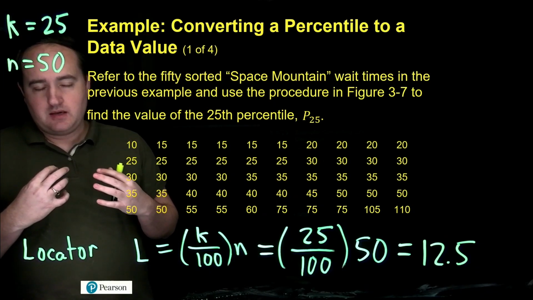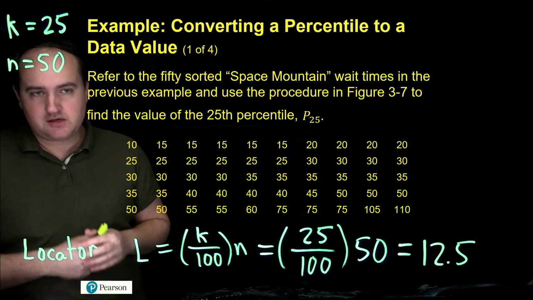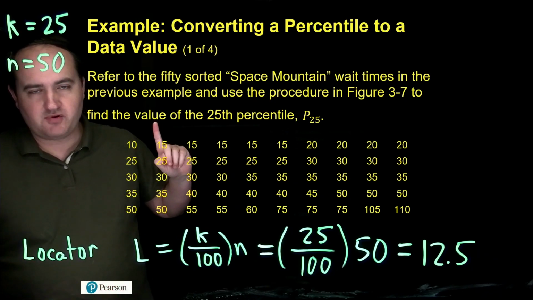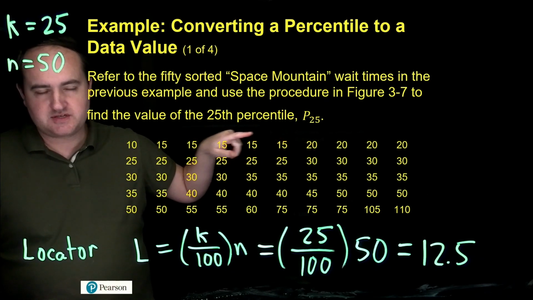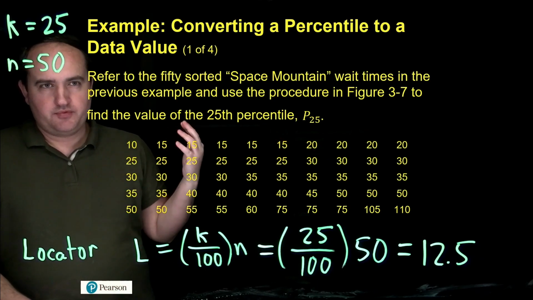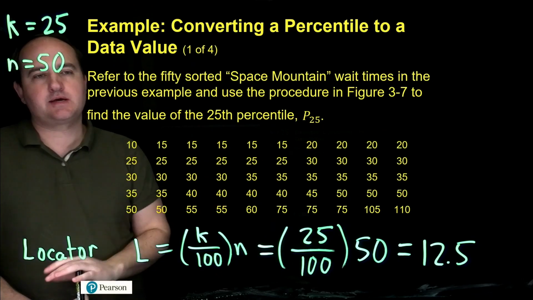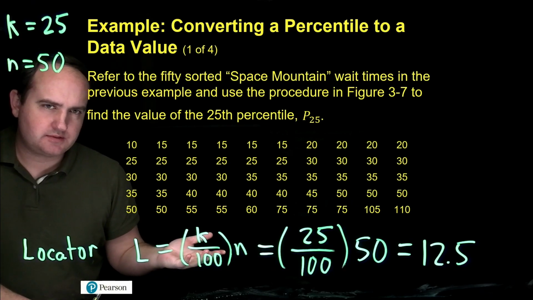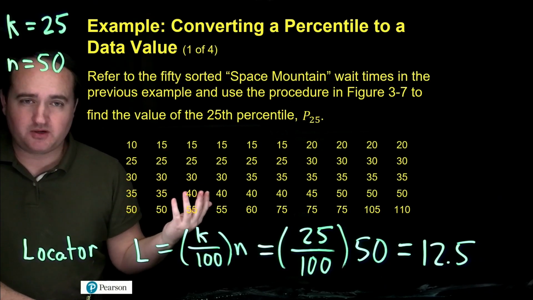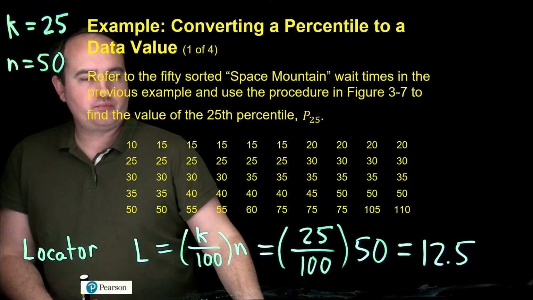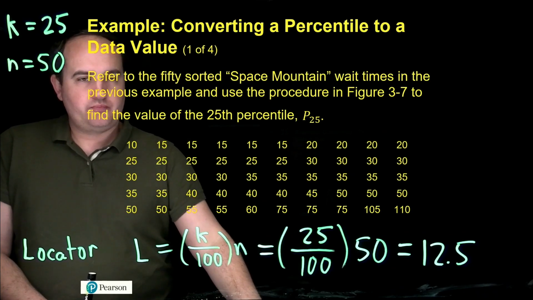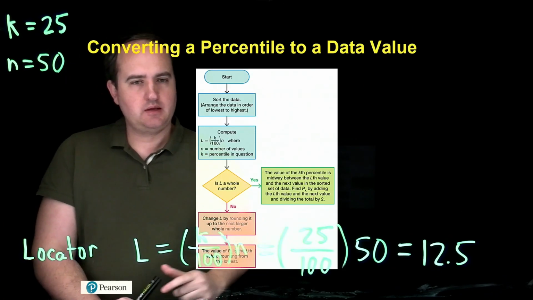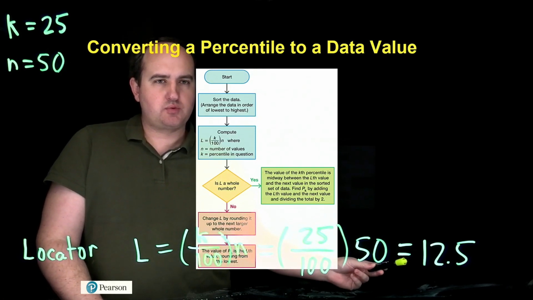Now the only thing to be aware of here is we've just found the locator. We haven't actually found the percentile, the data value for that percentile. So now what we have to do, unless we have the whole process memorized, is go back to the flowchart. Take a look at it again. We got our locator L is 12.5.